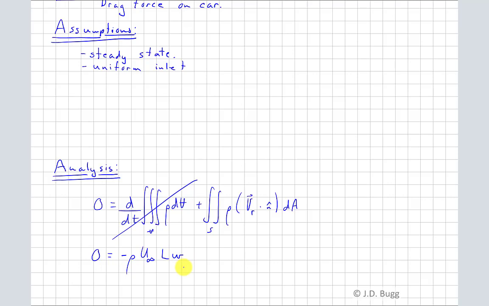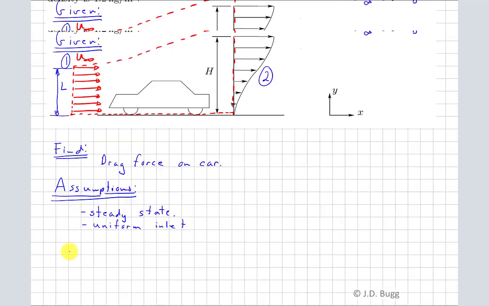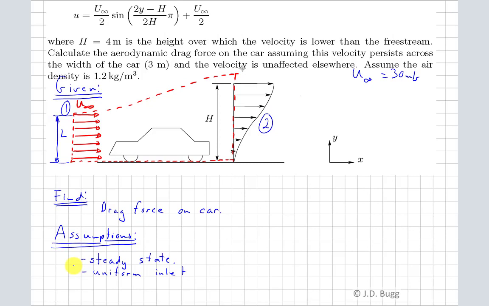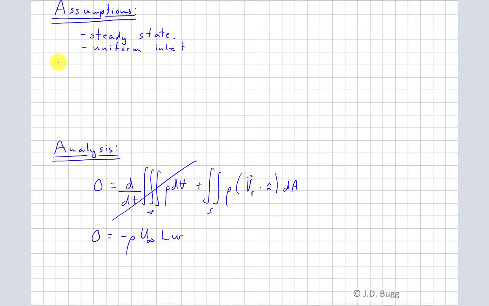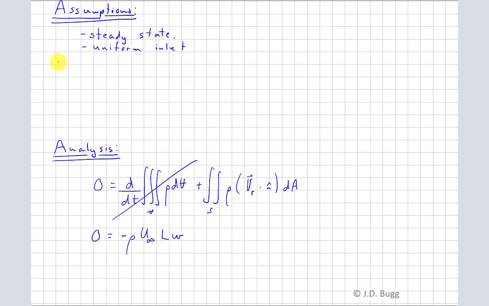So L is that height that I just drew on the diagram, and W is going to be the distance in and out of the screen. So that's the 3-meter width of the car. So that's what W is. So that's the inlet portion of this.